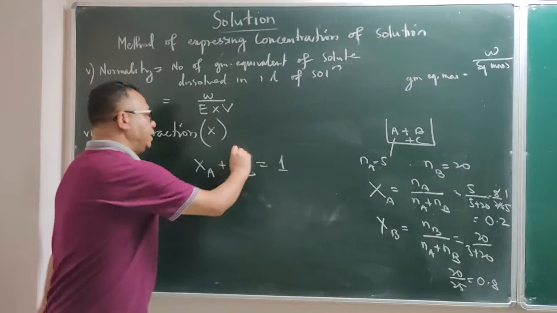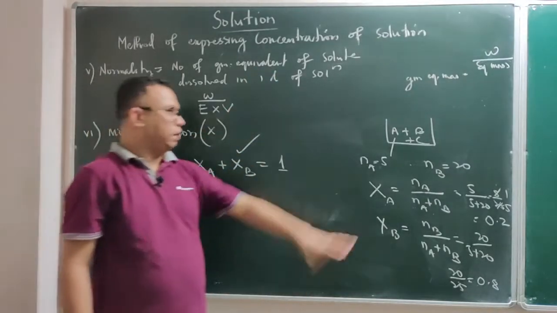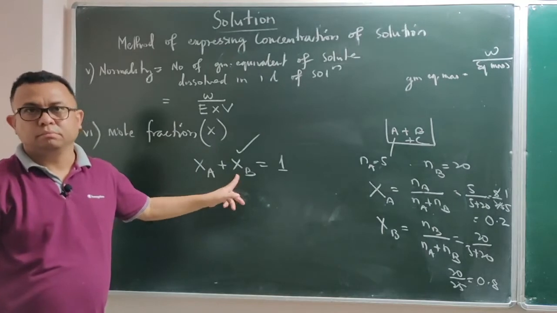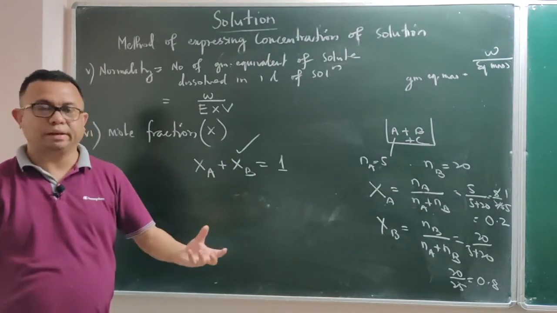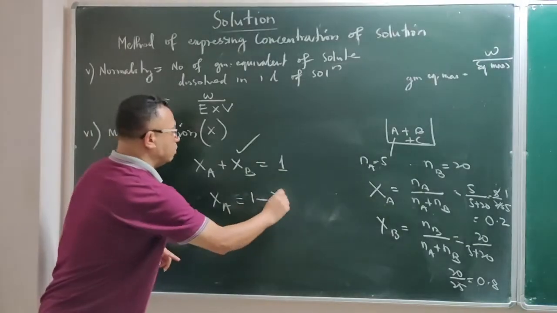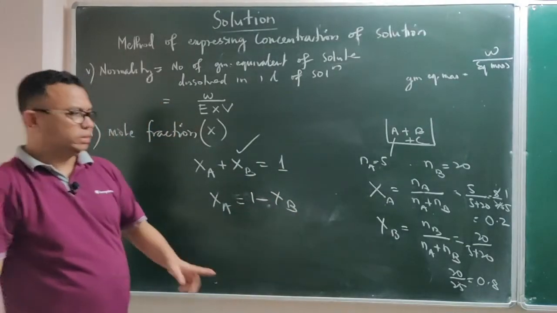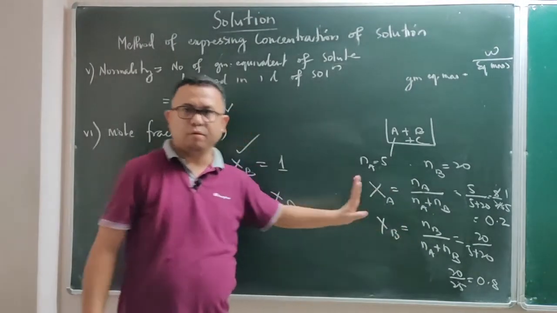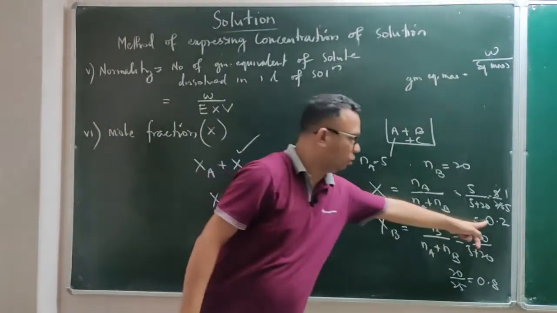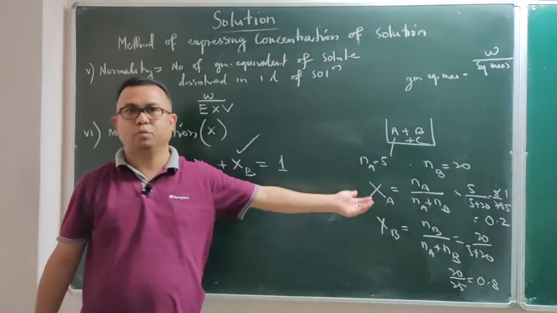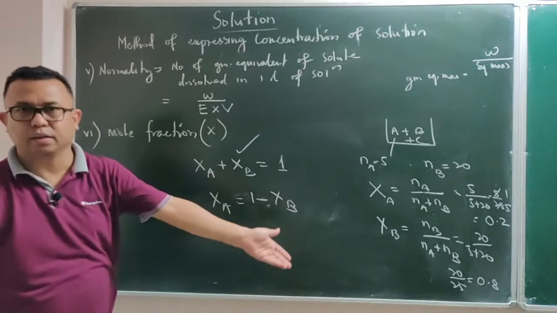For example, let's suppose in a particular question, the number of moles is not given, but you are given directly the mole fraction of B, and you are asked to find the mole fraction of A. Take XB to that side: 1 minus XB. Was it really necessary to find XB? It was not necessary. After I found the mole fraction of A as 0.2, I could have directly told you the mole fraction of B would be 0.8, because 1 minus 0.2 is 0.8. Directly the other one would come.